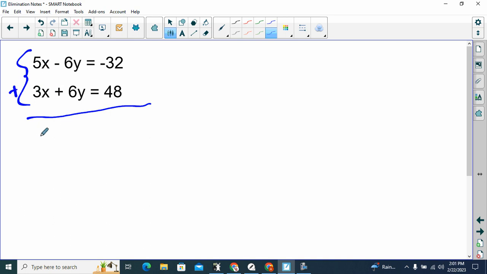So I can go ahead, add my equations together. 5x plus 3x gives me 8x. Negative 6y plus 6y cancels out. Negative 32 plus 48 gives us 16. 8x equals 16, so we should be able to solve for x. Divide both sides by 8, and we get x equals 2.